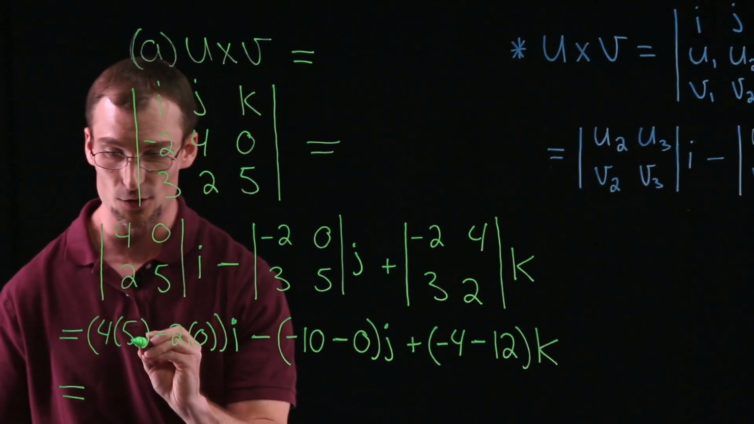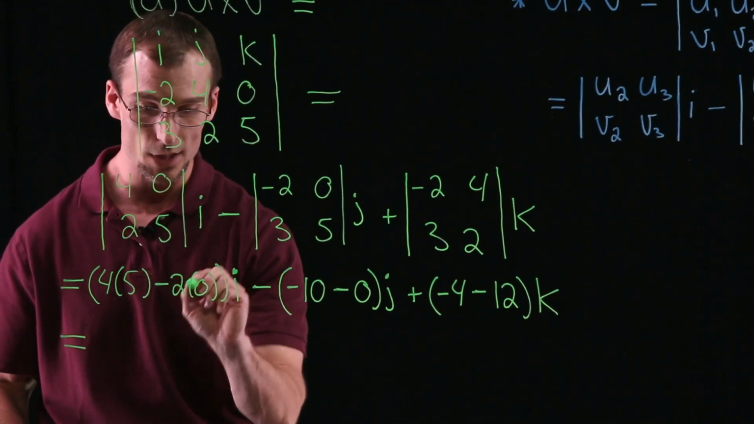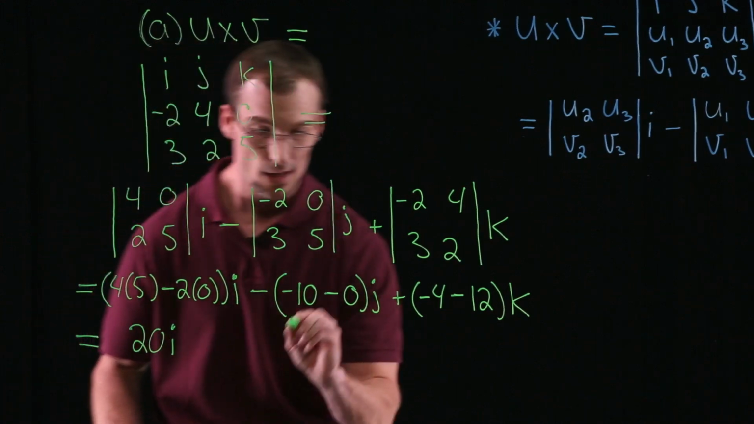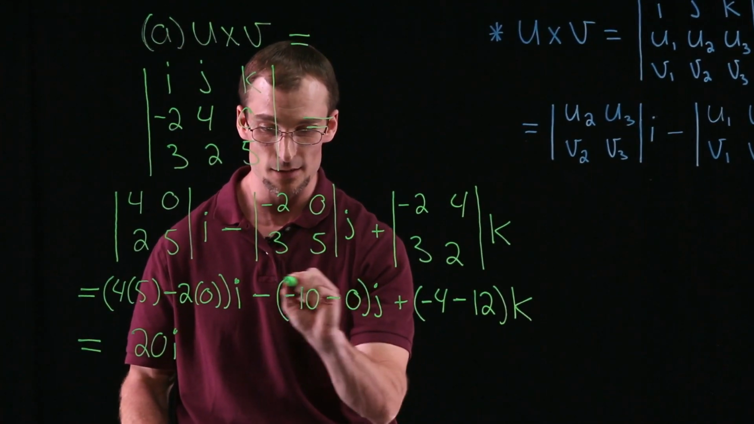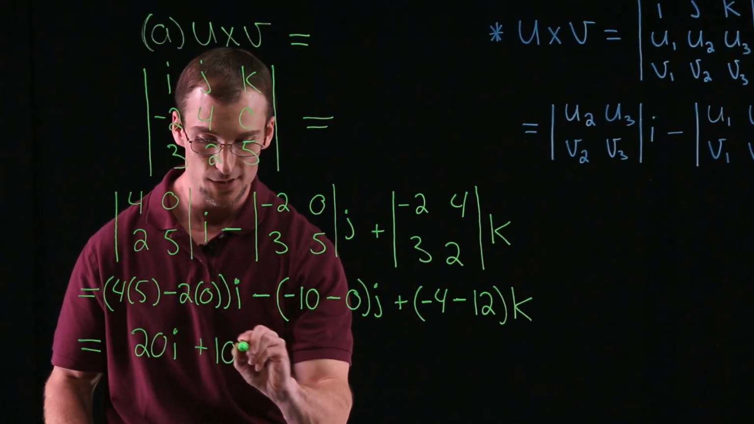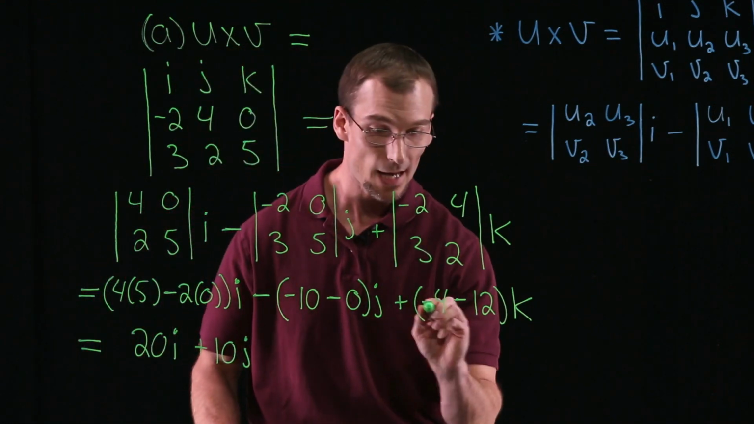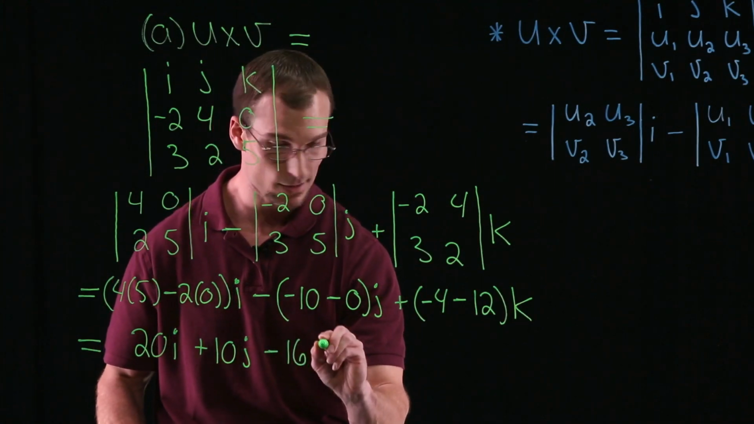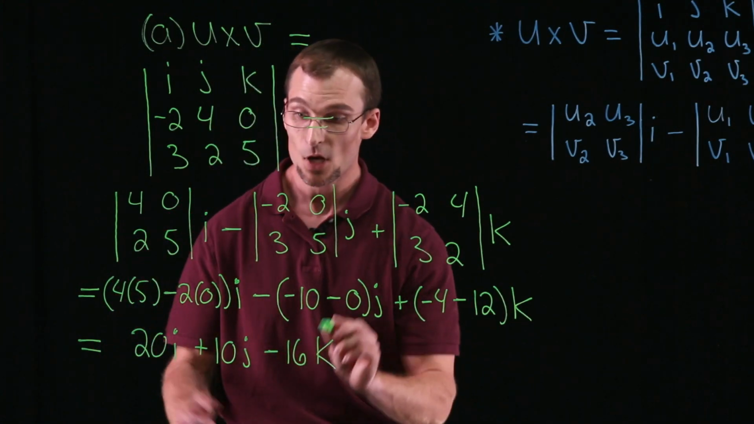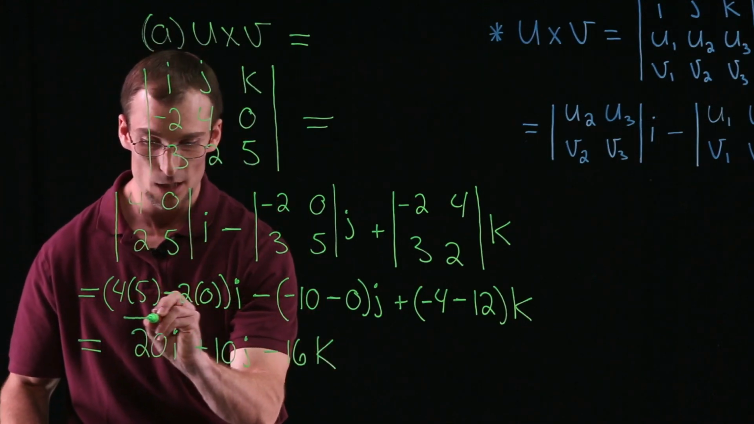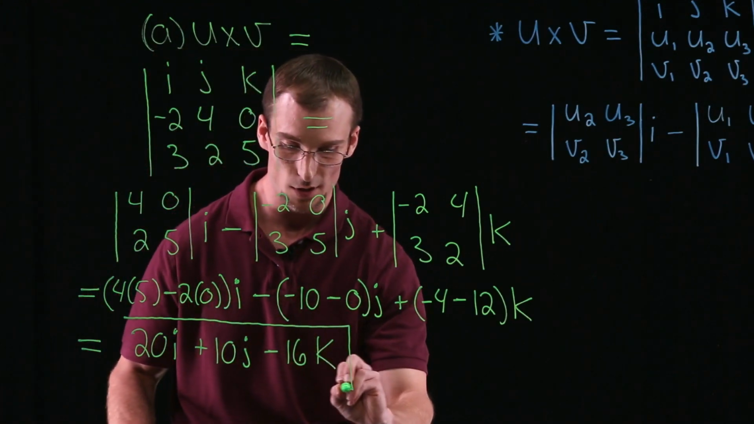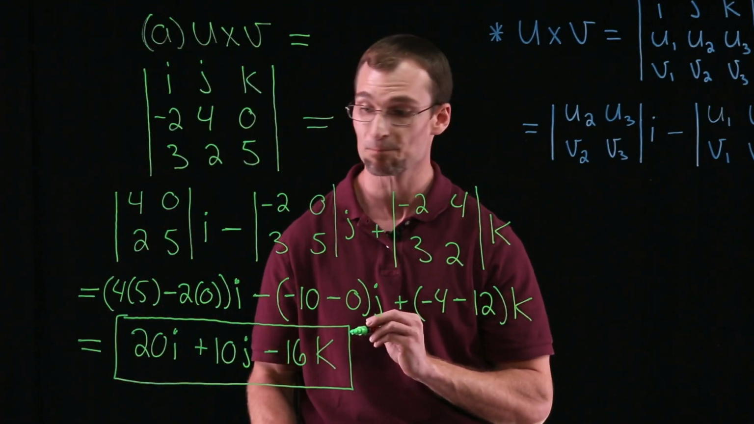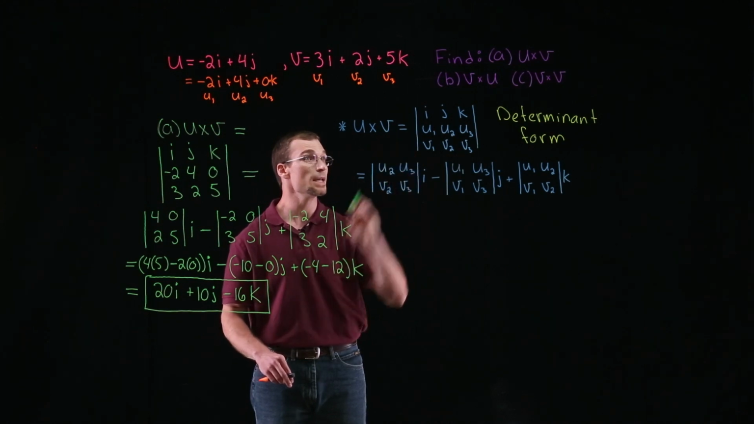Okay, let's simplify this. Here we have 4 times 5, which is 20, minus 2 times 0, which is 0. So 20i. Negative 10 minus 0 is just negative 10, and with 2 negatives we have plus 10j. And negative 4 minus 12 is negative 16, so minus 16k. So there, as a linear combination of our unit vectors, is our cross product between u and v: 20i plus 10j minus 16k. Now let's take a look at B and C.